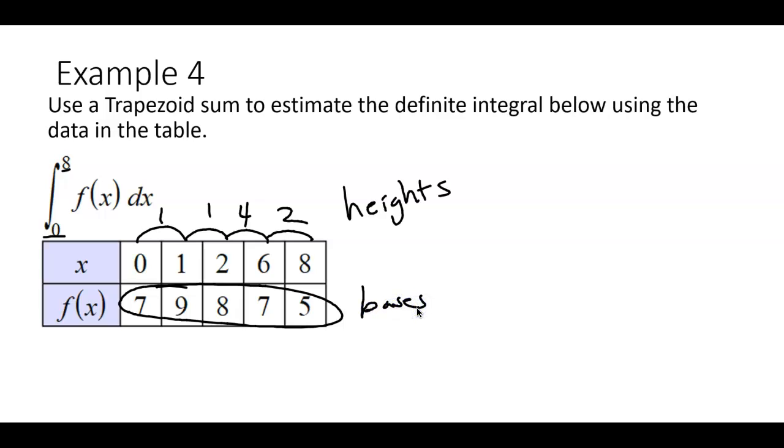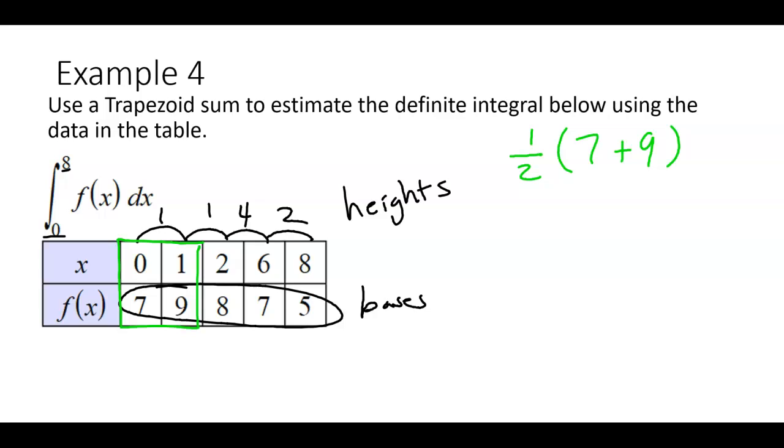So, for my first trapezoid that I'm going to work with here, I'm going to color code. For my first trapezoid, from the first x value to the second x value, what is the height of that trapezoid? The height is 1, right? What are the bases of that trapezoid? It's the y values. Does that make sense? Okay. All right, let's do the next one.